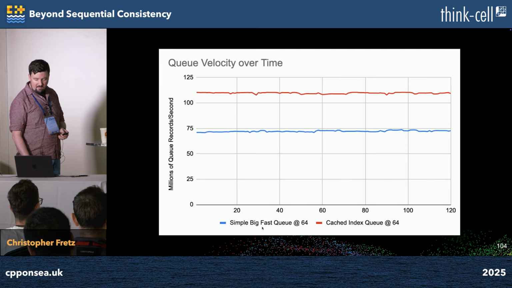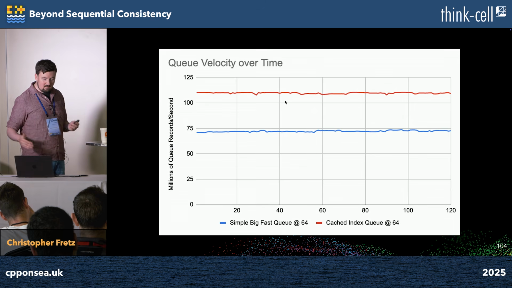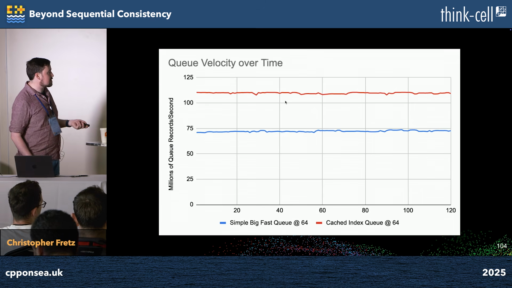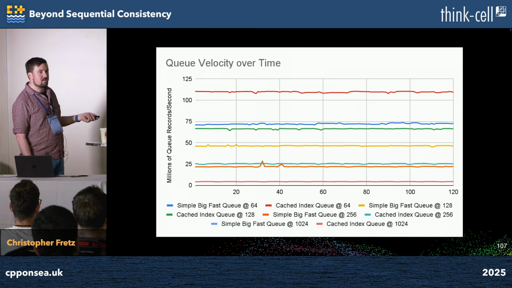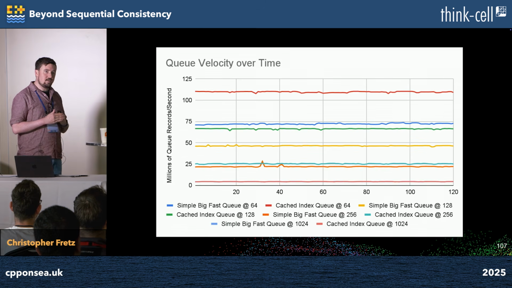So this is the fast queue versus the cached index queue. At 64 bytes, it does still make a 20-30% difference or something like that. But as we start to make the data larger and larger, the effect decays away. It really makes a difference for very small data.